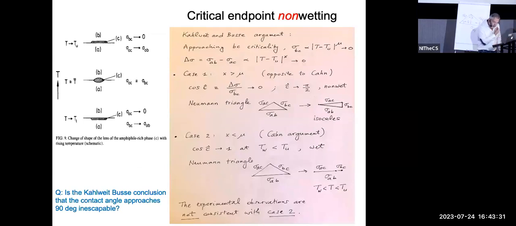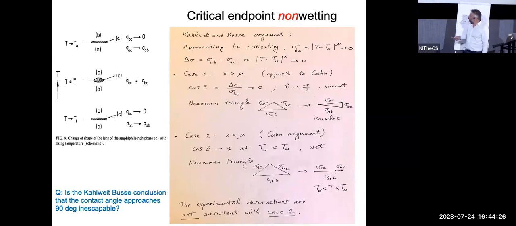Now, I will not go through this because it's a little bit long, but they made an argument which resembles Kahn's argument, but they started from the opposite supposition, that the difference of interfacial tensions, alpha beta, beta gamma, okay, would vanish faster than the alpha beta interfacial tension as you approach a critical point of alpha and beta. If that is the case, then your Neumann triangle would become isosceles, close to the critical point of alpha and beta. And that would mean that your limiting contact angle would be 90 degrees, the neutral value. And you would not have wetting.